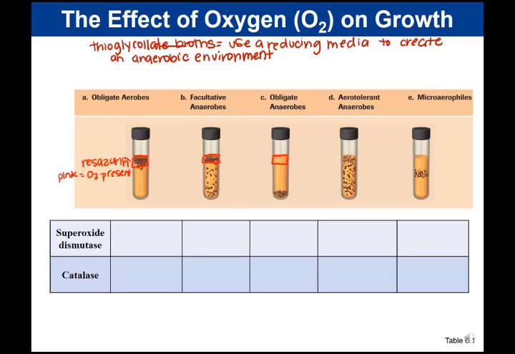It might be all throughout the part underneath the pink. But the idea here being that it's not going to grow where it's pink, because pink is where the O2 is present. Next, we have our aerotolerant. Aerotolerant, remember, means that they tolerate O2, but they don't use it. So what you're going to see in this example is that it might grow evenly throughout. It grows equally well in the top as it does in the bottom.